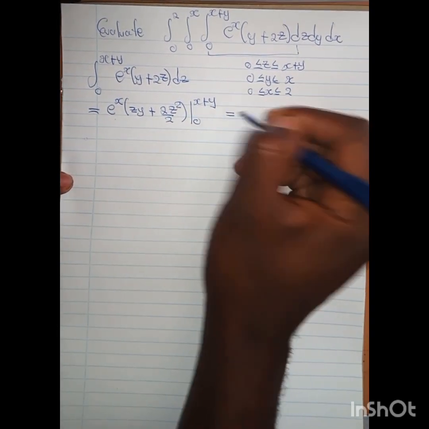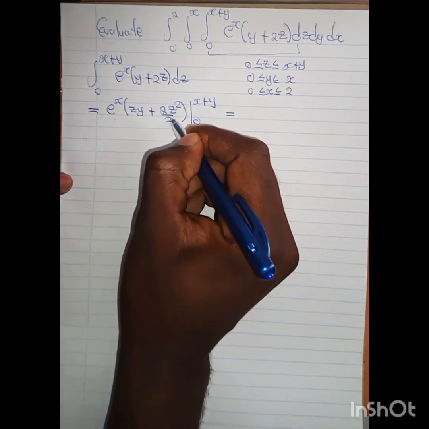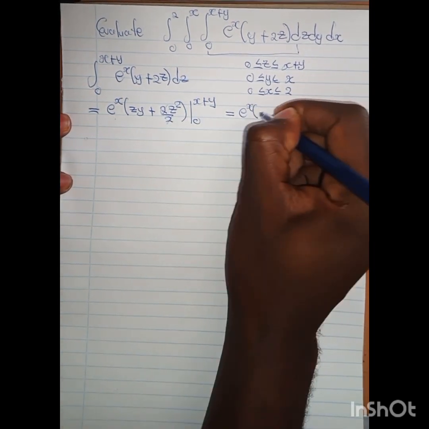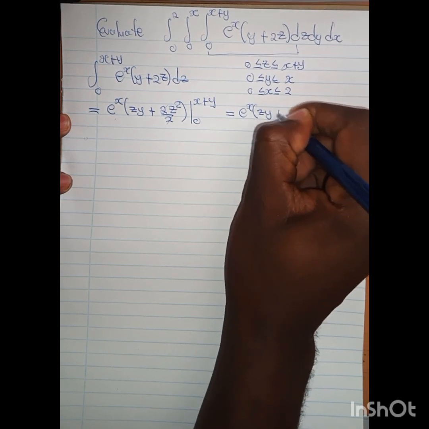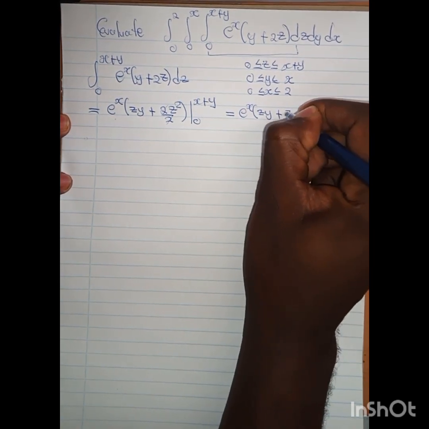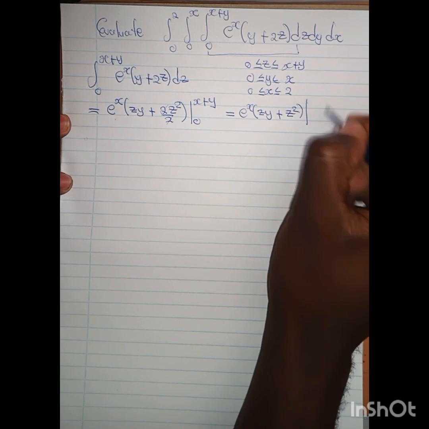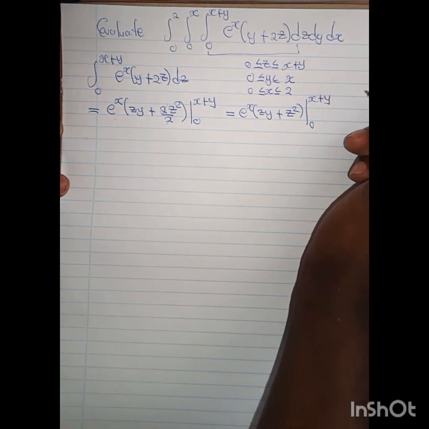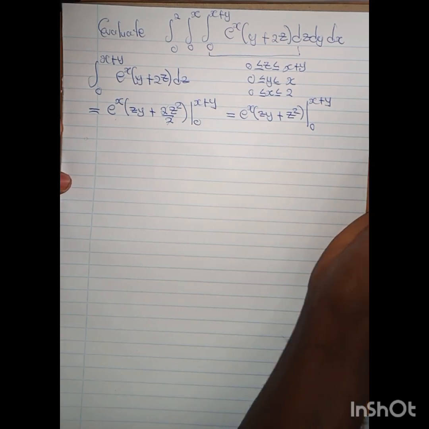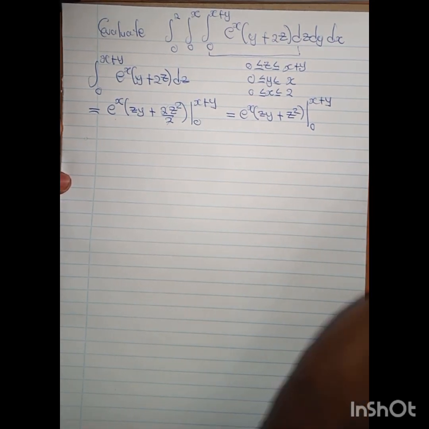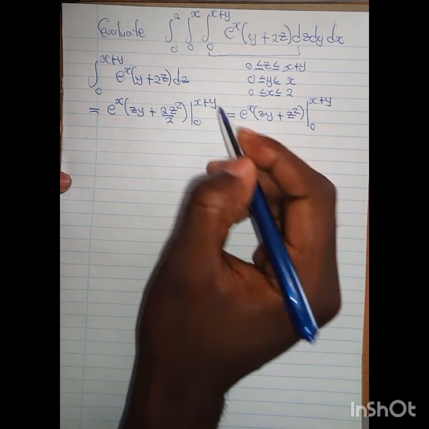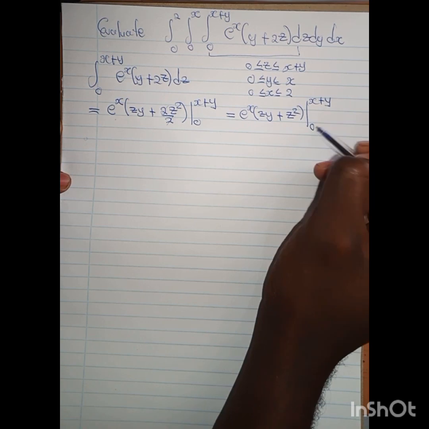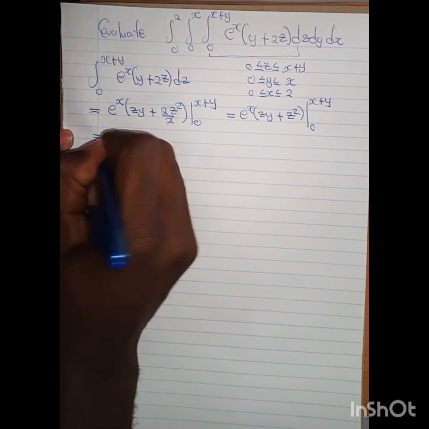Then let us move on. As you can see, the 2s cancel, and inside e to the x we will have zy plus z squared. The limits run from 0 to x plus y. This is what we have for this problem. Remember, we integrated with respect to z. It means that where we have the variable z, we have to substitute our limits. So let us now substitute the limits.